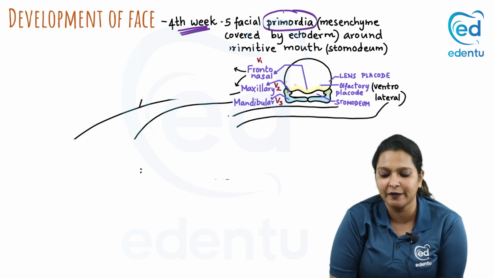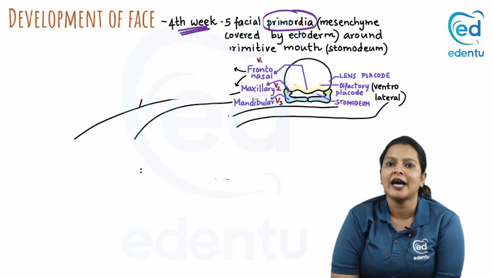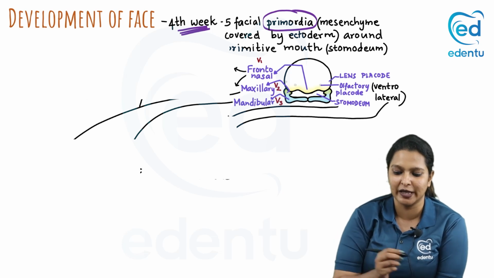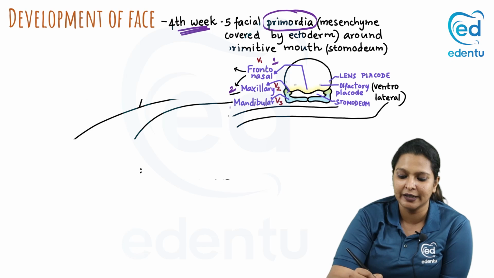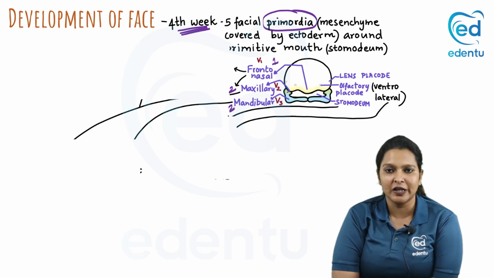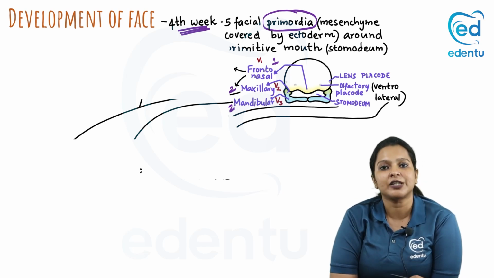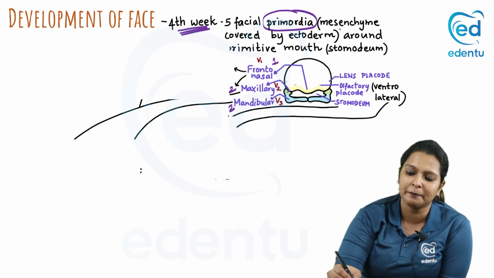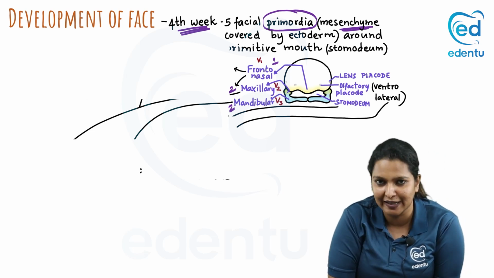Okay, what are the 5 facial swellings? There is one frontonasal swelling, and there are 2 maxillary swellings and 2 mandibular swellings. So, one frontonasal swelling, 2 maxillary and 2 mandibular swellings. So, these 5 facial primordia or facial swellings are structures formed by mesenchyme. So, this mesenchyme is derived from neural crest cells.